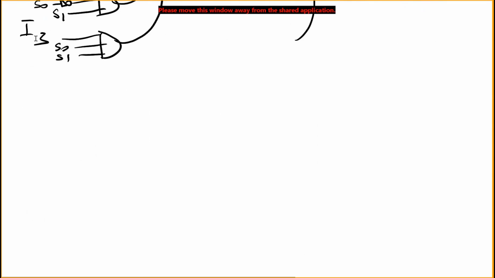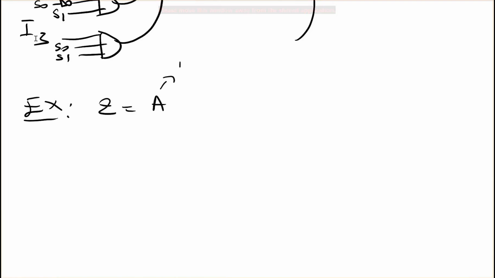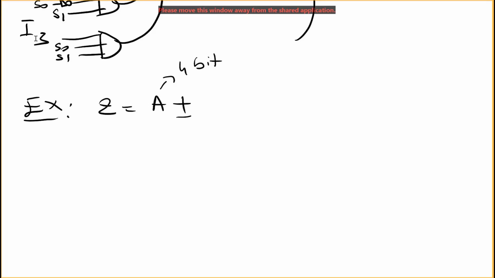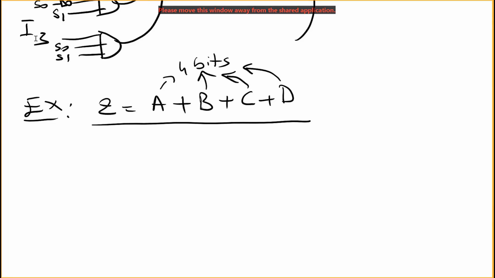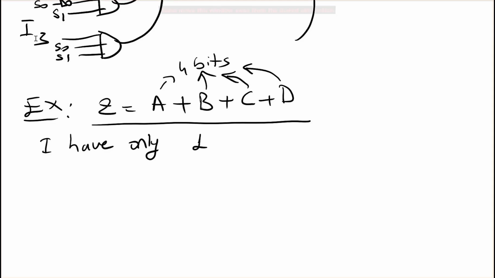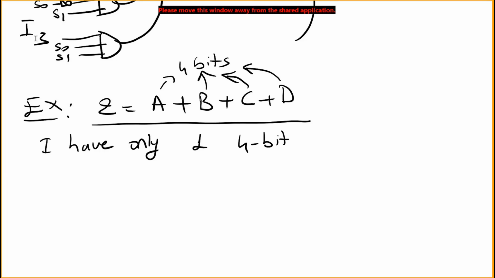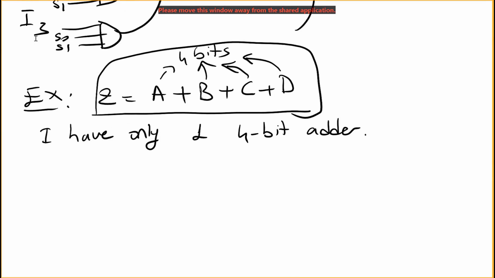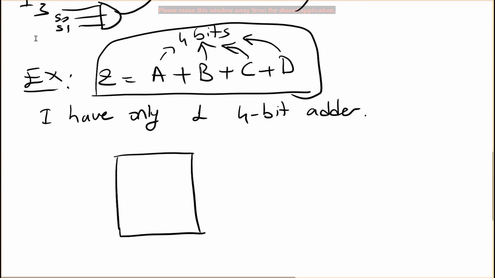Okay, let's do an example. Let's say I would like to do an addition, the add operation. I have some signal A, which is a 4-bit variable. This is an addition operation, not an OR: A plus B plus C plus D. All of these variables, assume they are 4 bits, okay? And I would like to do this addition, but I have only one adder. So assume I have only one 4-bit adder. So how can I do this addition? What I can do is do this addition one by one, okay?